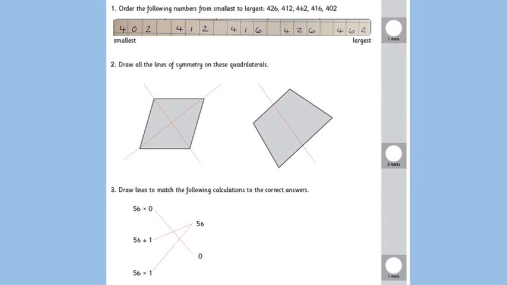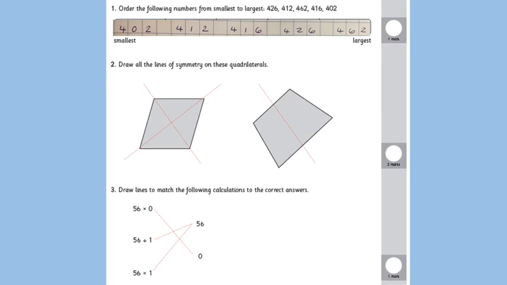And then last but not least I've got 426 and then 462. So number 2, draw all the lines of symmetry in these quadrilaterals. So the first quadrilateral, as you can see, you've got 2 lines of symmetry. Don't fall into the mistake of thinking that they, like a square, have got one down the middle and one along the middle the other way around, because it doesn't work. And then in our last shape it only goes through 1 line of symmetry.